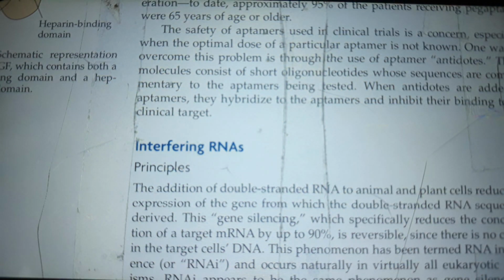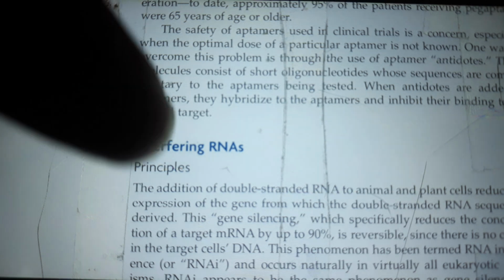The safety of aptamers used in clinical trials is a concern, especially when the optimal dose of a particular aptamer is not known. One way to overcome this problem is through the use of aptamer antidotes. These molecules consist of short oligonucleotides whose sequences are complementary to the aptamers being tested. When antidotes are added to aptamers, they hybridize to the aptamers and inhibit their binding to the clinical target.